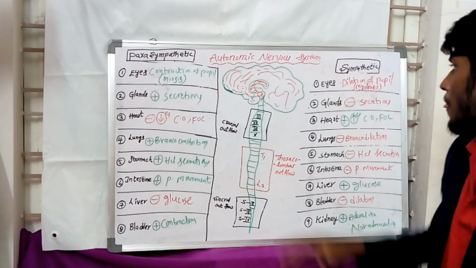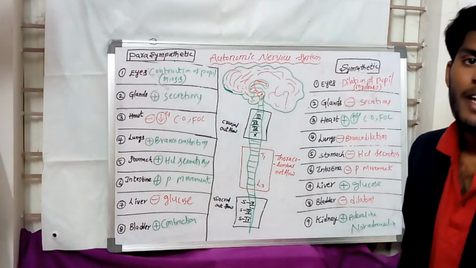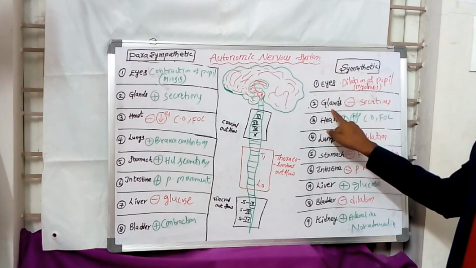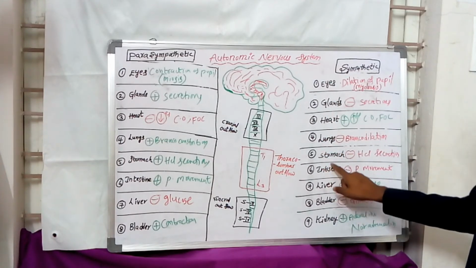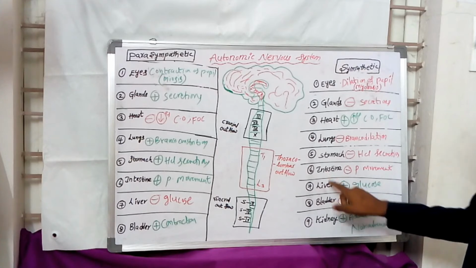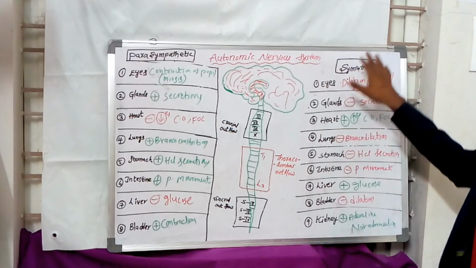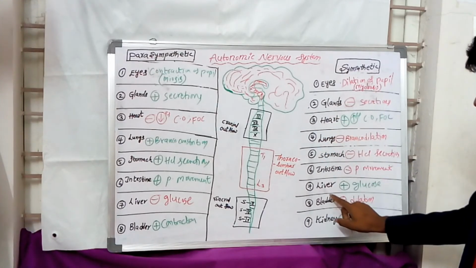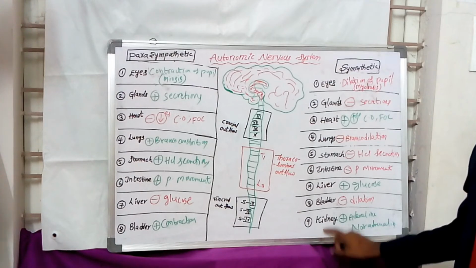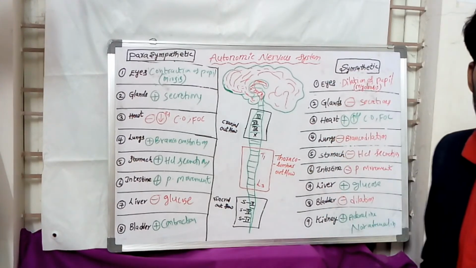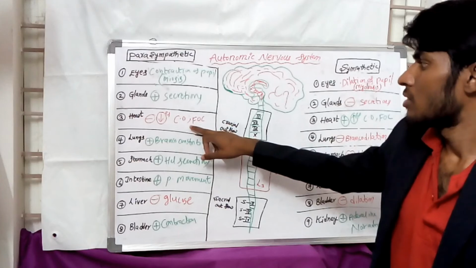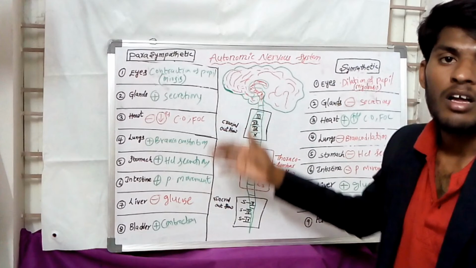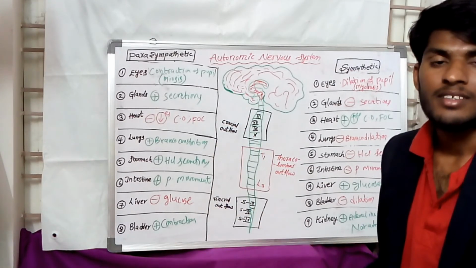Now we can see that in the sympathetic nervous system, at the eyes, glands, lungs, stomach, intestine and the bladder, all these areas are going to be inhibited. Only at the heart, liver and kidney are they going to be stimulated. Whereas in the case of the parasympathetic nervous system, at the heart and the liver they are going to be inhibited and the remaining all are going to be activated. We can say it as stimulated.